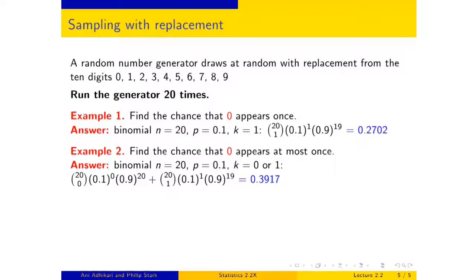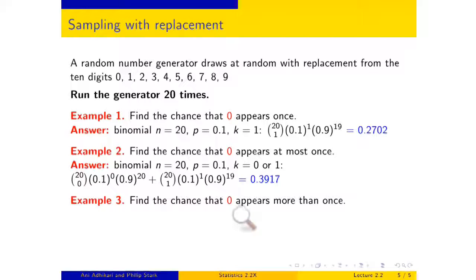And while we're about it, let's find the chance that 0 appears more than once. Now, if you just want to do this method like an automaton, then you have your same old binomial. And now K is more than 1. So that's 2, 3, 4, 5, 6, etc., up to the number of trials, that is 20. So you could do it this way. You could find each and every one of these terms and add them up.